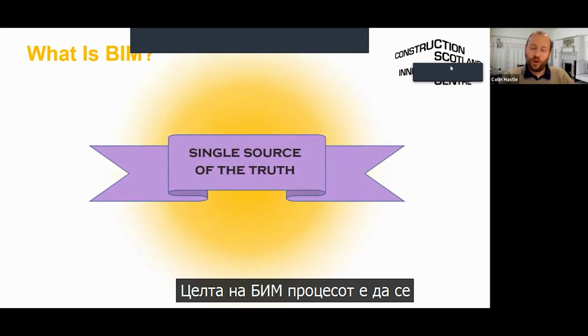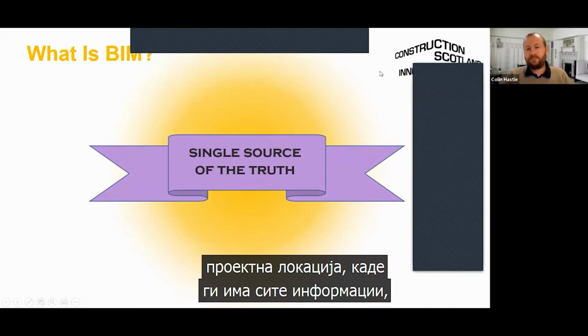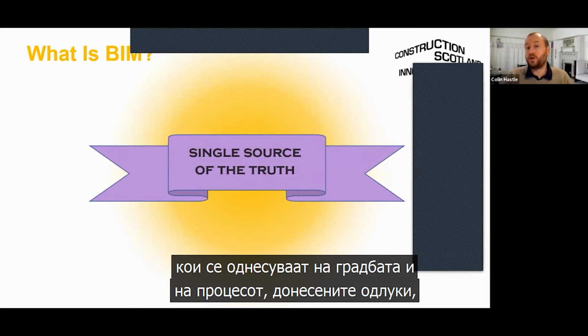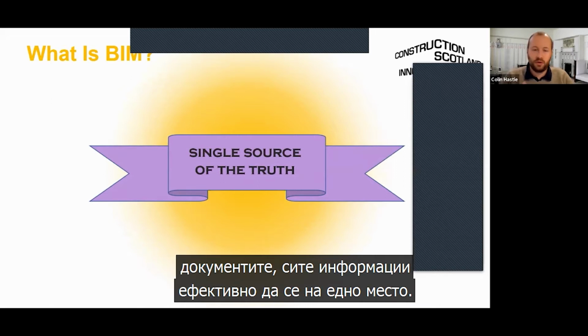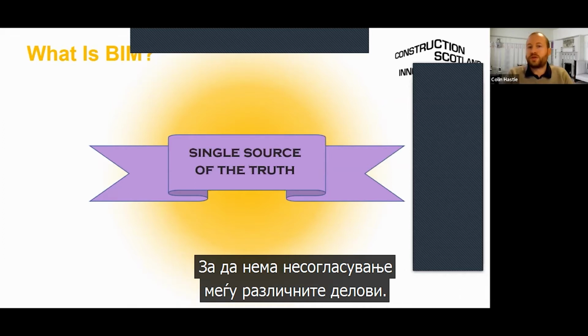So ultimately, the goal of a BIM process is to have what we call the single source of the truth, that we're trying to achieve one model, one location where all of the project information is kept to do with the building, but also to do with the process and decisions that have been made and so on. All of the briefing documents, all of that information effectively is in one place, so you shouldn't have discrepancies between different parts of it.